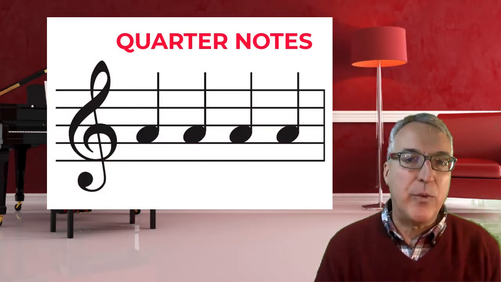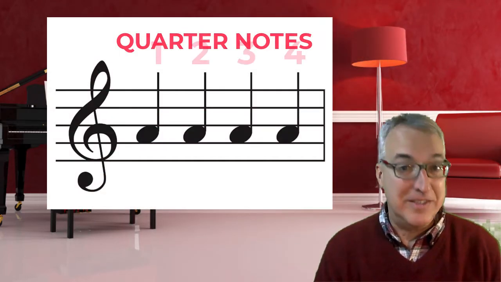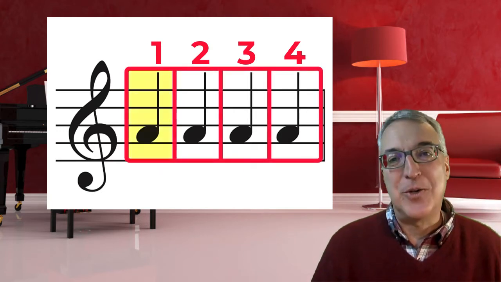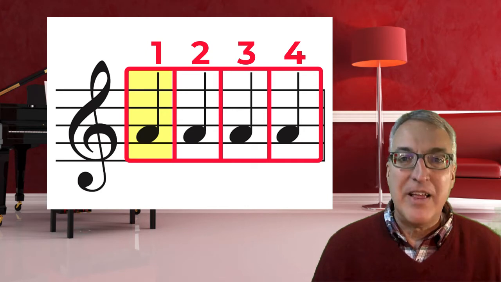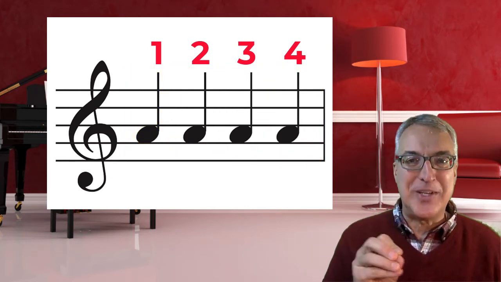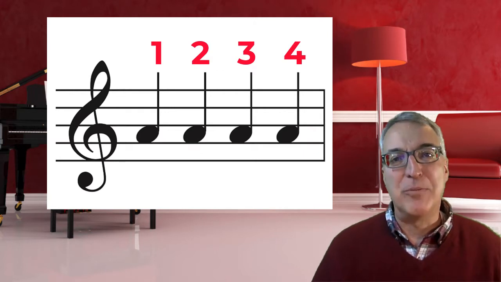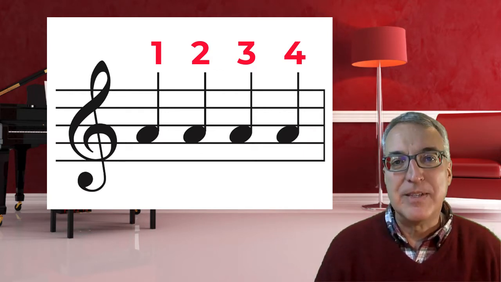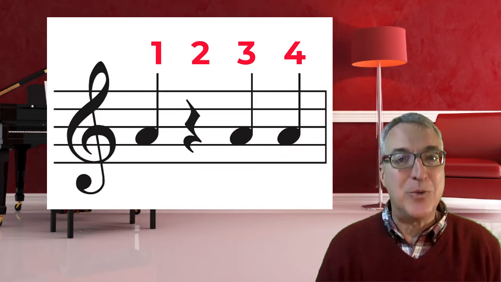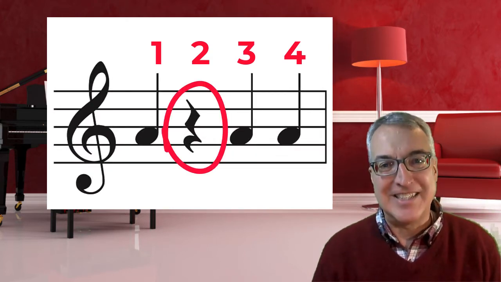Next came quarter notes. Quarter notes are 1/4 of the measure. The measure is 4 beats. 1/4 of 4 is 1 beat. So a quarter note is 1 beat long. Therefore, if you had a quarter note on beat 1, on beat 2, on beat 3, and on beat 4, that would be 4 beats. It would fill up the entire measure. And of course, any one of those quarter notes could be replaced with a quarter rest, 1 beat of silence.